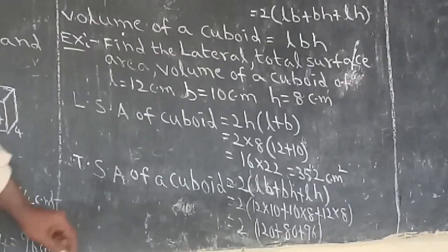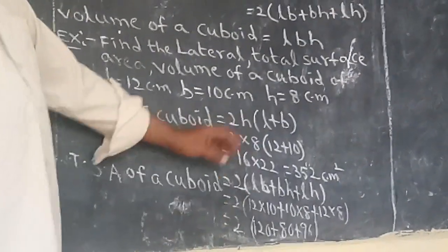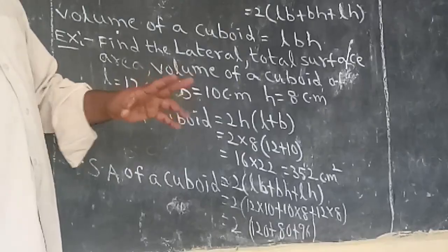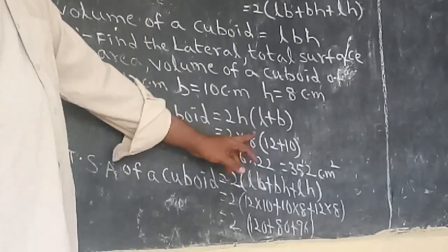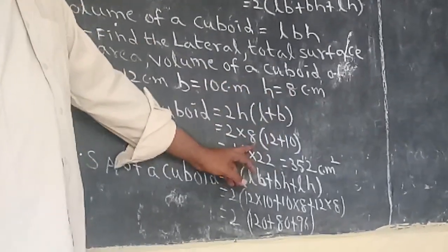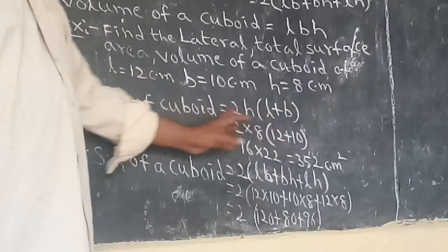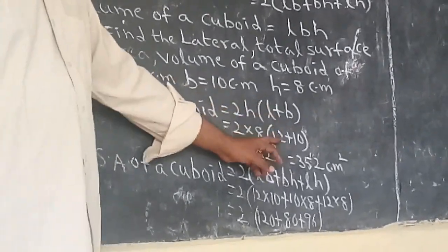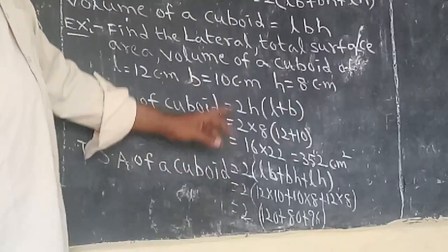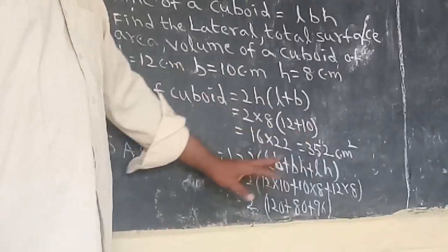2h into L plus B. So you have to put the values of h, L and B in the formula. 2 into, what is the value of h? It is 8. You have to put the value of 8 here. And what is the value of L? 12. So you have to put the value of 12 here. And what is the value of B? 10. You have to put the value of 10 here.